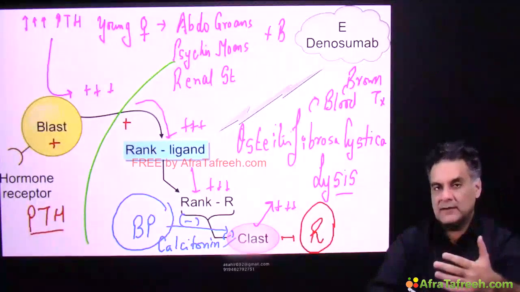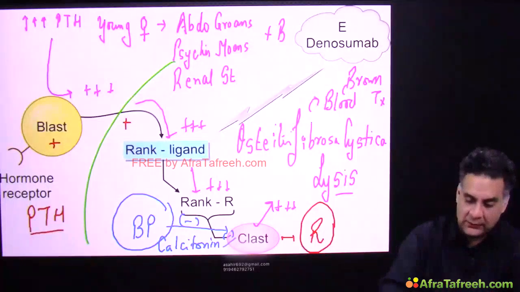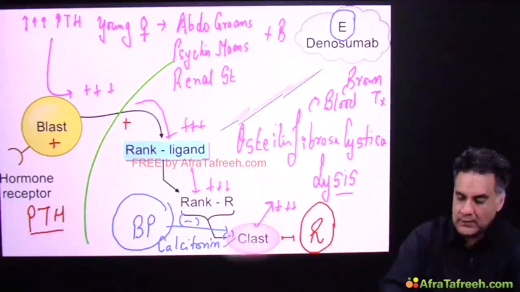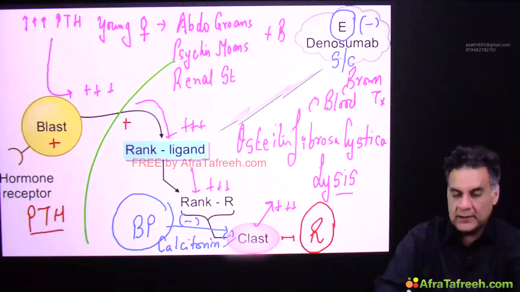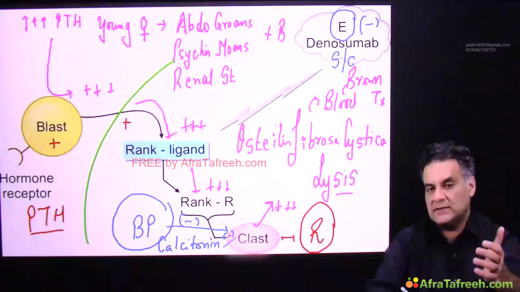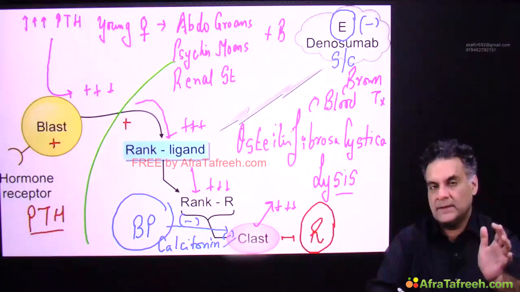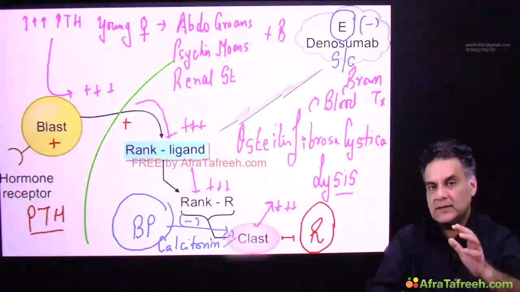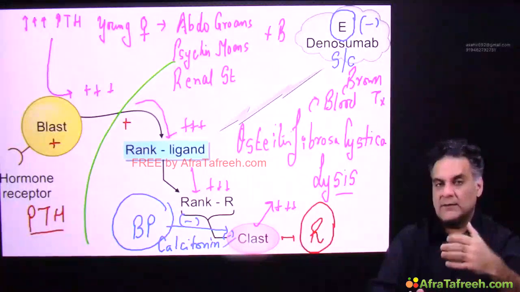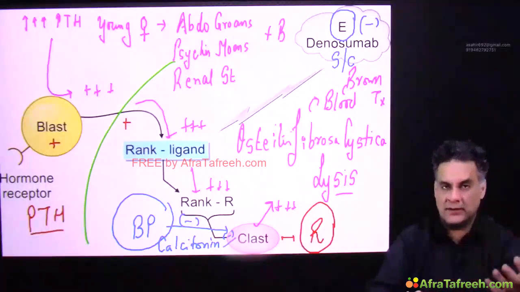The other level where the drugs can act: estrogen. It can inhibit the rank ligand. One more drug, denosumab, which is given subcutaneously, a 6 monthly dose, inhibits the rank ligand. So these are the 2 areas where you can inhibit the resorption of the bone, rank ligand or osteoclast.